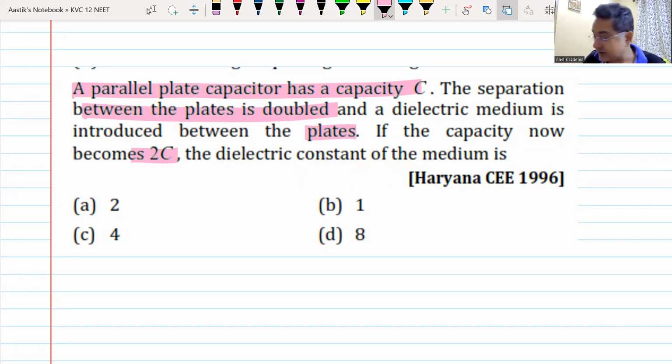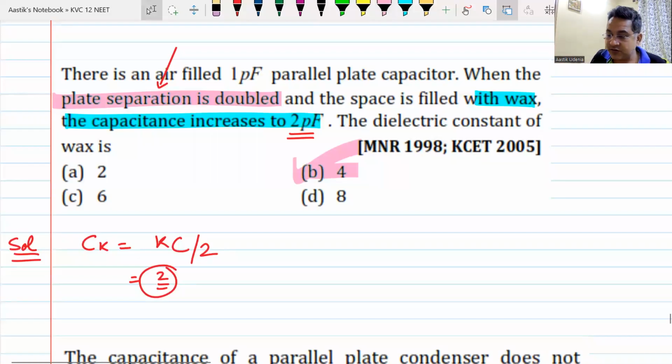Great. That is not the right answer. The question is exactly the same as the previous question, beta. Nothing has been changed. Only instead of 1 picofarad, it is given as C, and in place of 2 picofarad, it is given as 2C. The question is exactly the same.